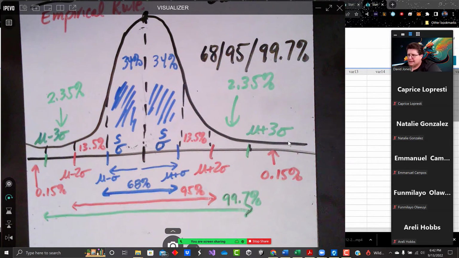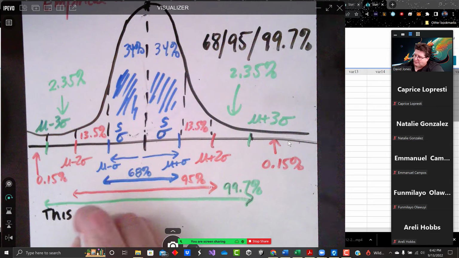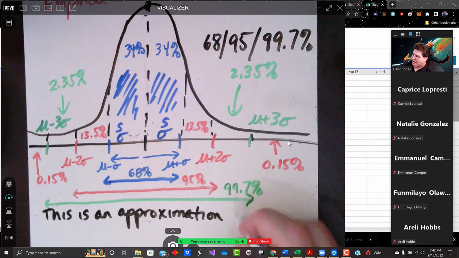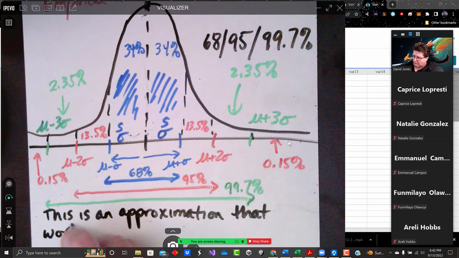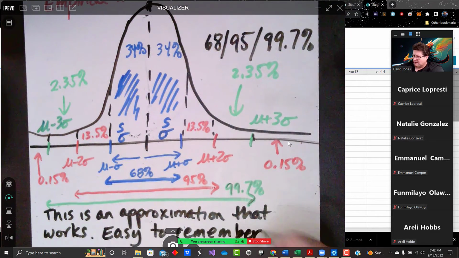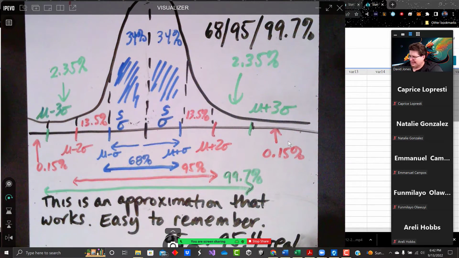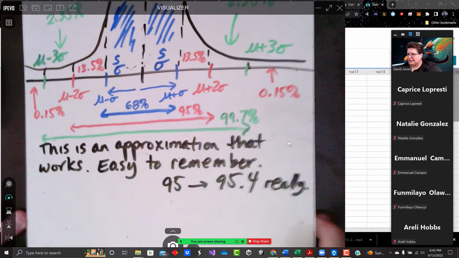This is an approximation. That works because it's easy to remember. Like the real value isn't 95. 95 in reality is more like 95.4. Really, I think that's it. How do I know? I don't remember because we don't use that. We will see it digitally.